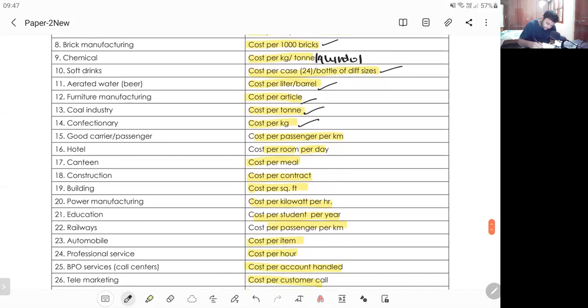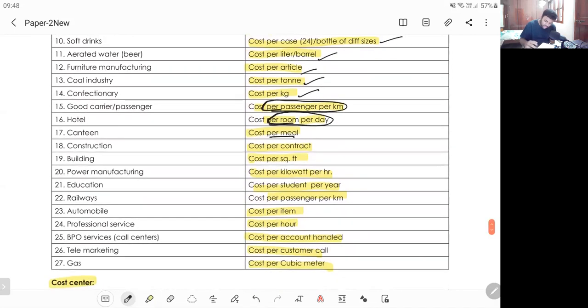Goods carriers, per passenger per kilometer. Hotel, per room per day. Canteen, per meal. Construction, per contract. Building, per square feet. You can see, if you want to purchase any house, the rate will be expressed as per square feet. Power manufacturing, per kilowatt or per unit. Education, per student per year. Railways, per passenger.